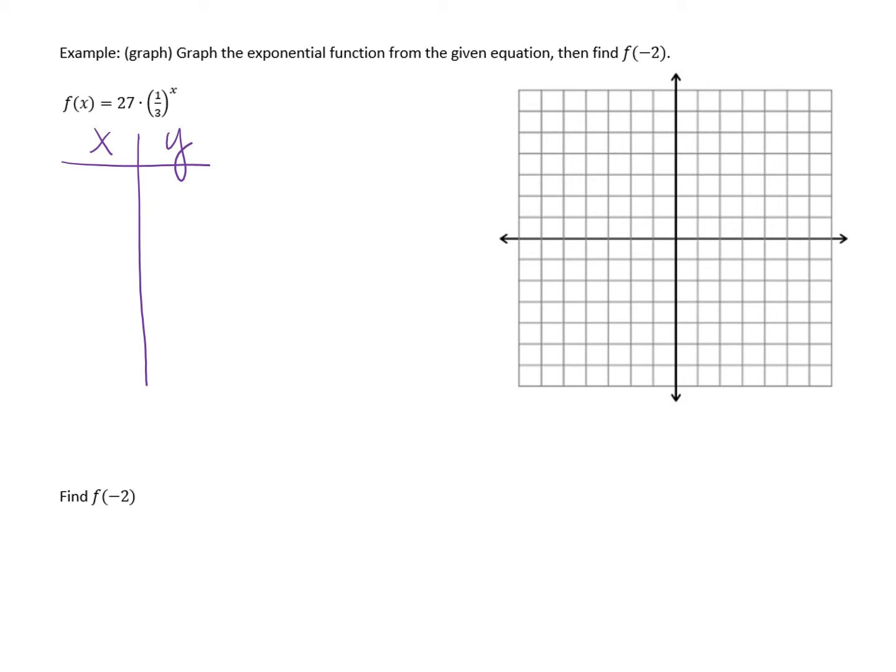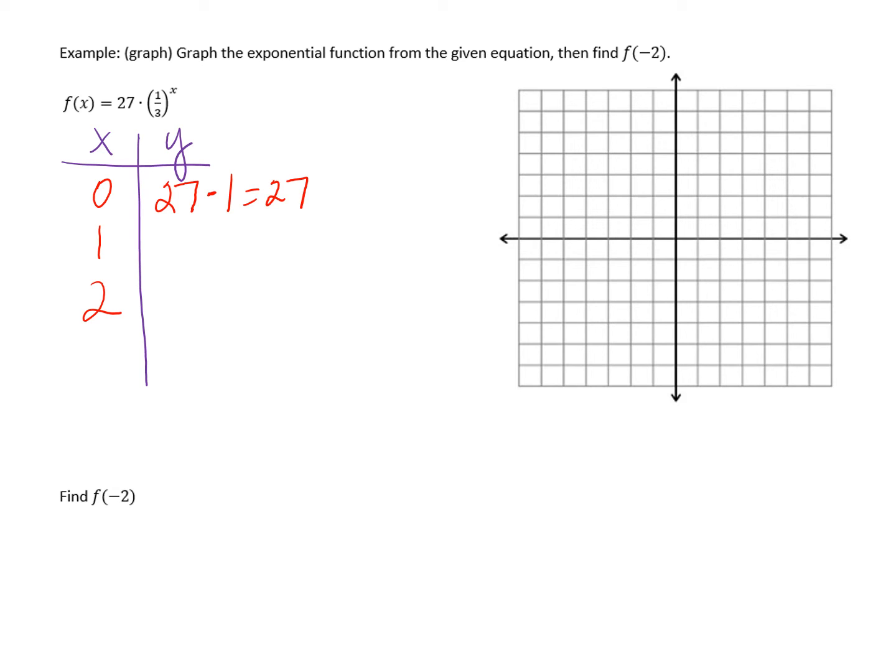And yes, you know I love tables. So we could just plug in a few numbers here, 0, 1, 2. We'll see if that's enough. Again, anything to the 0 power is 1. And so when we plug in, we would get 1/3 to the 0, which is 1. So I would get 27 times 1, which is 27.